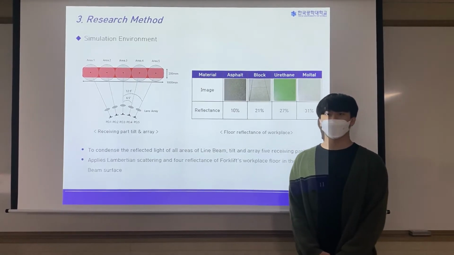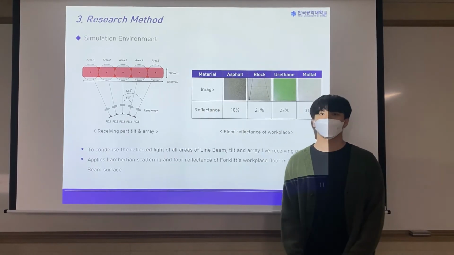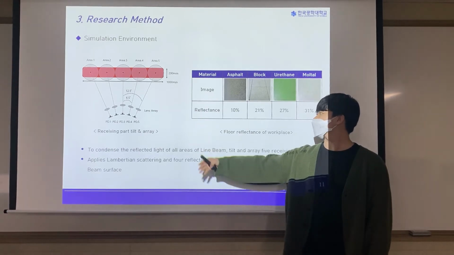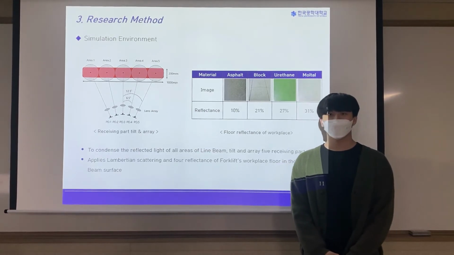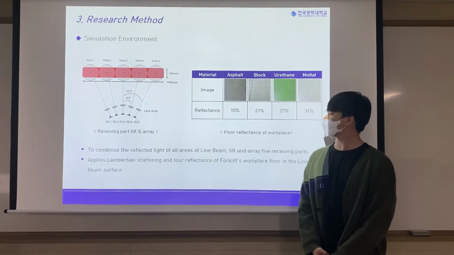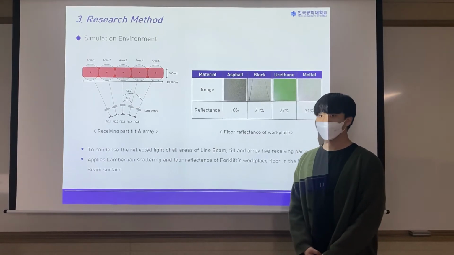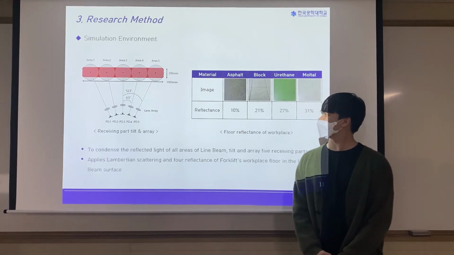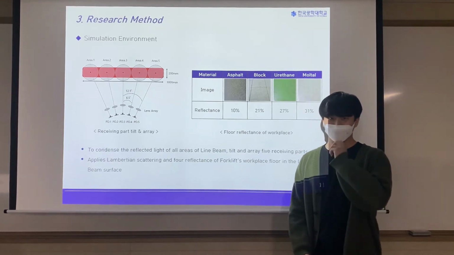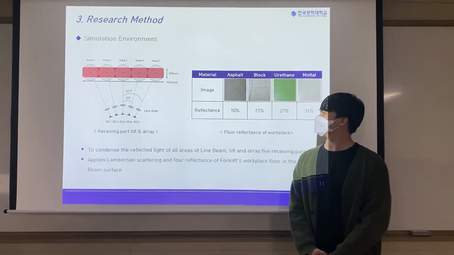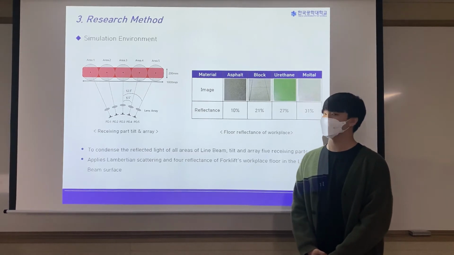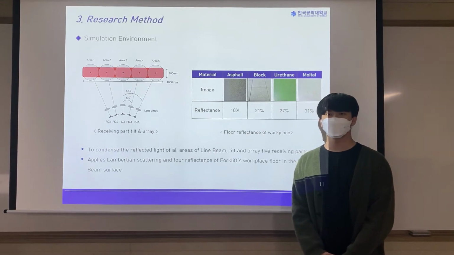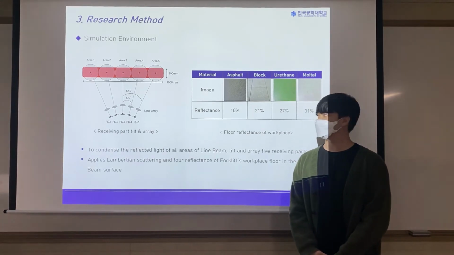Hello, now I'll continue to present the research methods for the light receiving part. Look at the left figure. The figure on the left shows the tilt and array of the light receiving optical system. It is a line beam, a lens, and a photodiode. Divide the line beam into 5 circular regions of equal size. Use a tilt and array to make the light receiving range equal. Through this, reflected light from all regions can be received.